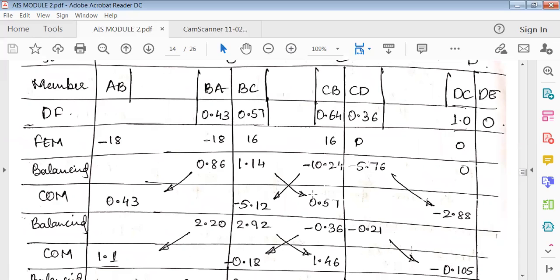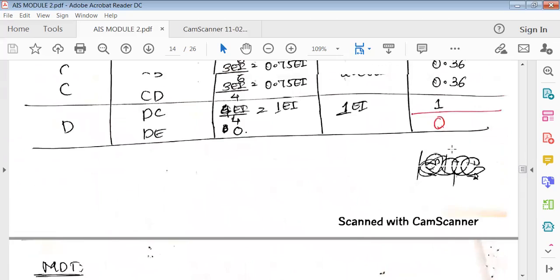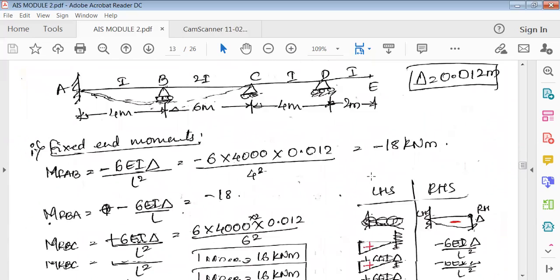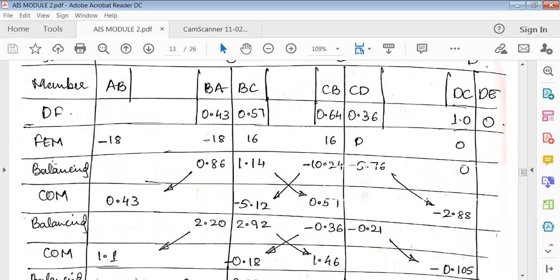Now next, as usual, we'll be treating this like a simply supported and a fixed support. So balancing, because there is no extra moment here. Though this is a free end here, there are no loads acting, so directly you can start with balancing. So add both of this, minus 18 plus 16, whatever answer you get. It is minus 2, so that answer should change to plus, into 0.43, then again same answer into 0.57.